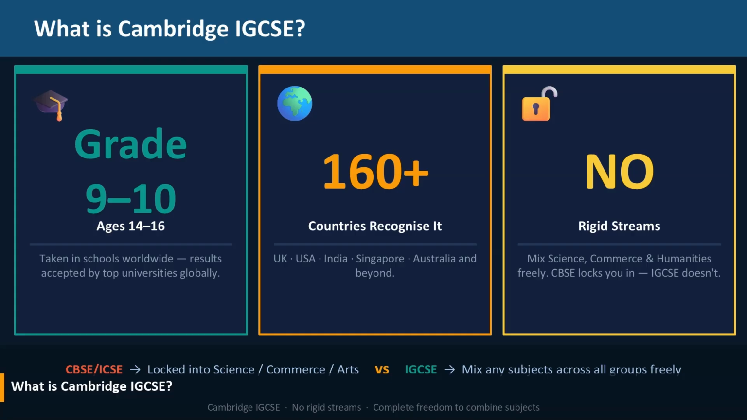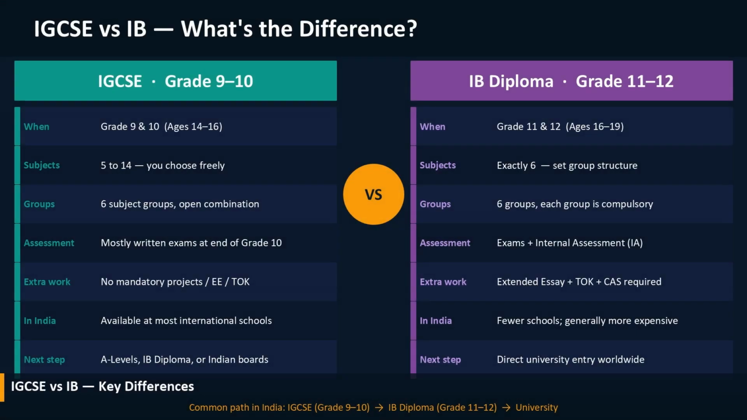Before we get into the subject list, I know a lot of you are asking this one question. What's the difference between IGCSE and IB? Let me clear this up right now because a lot of families confuse the two. IGCSE is grade 9 and 10, ages 14 to 16. You choose between 5 and 14 subjects, and you have complete freedom to mix them.